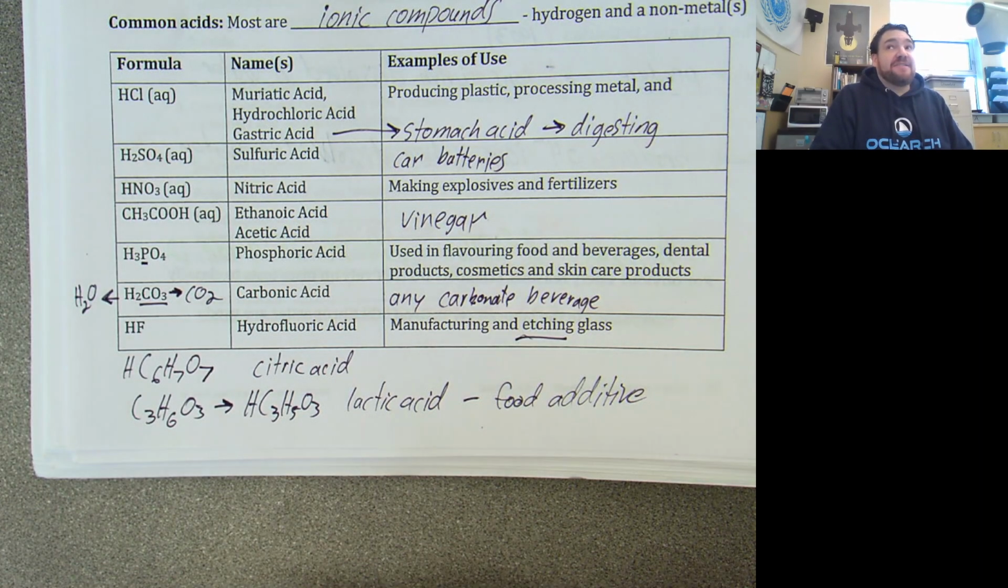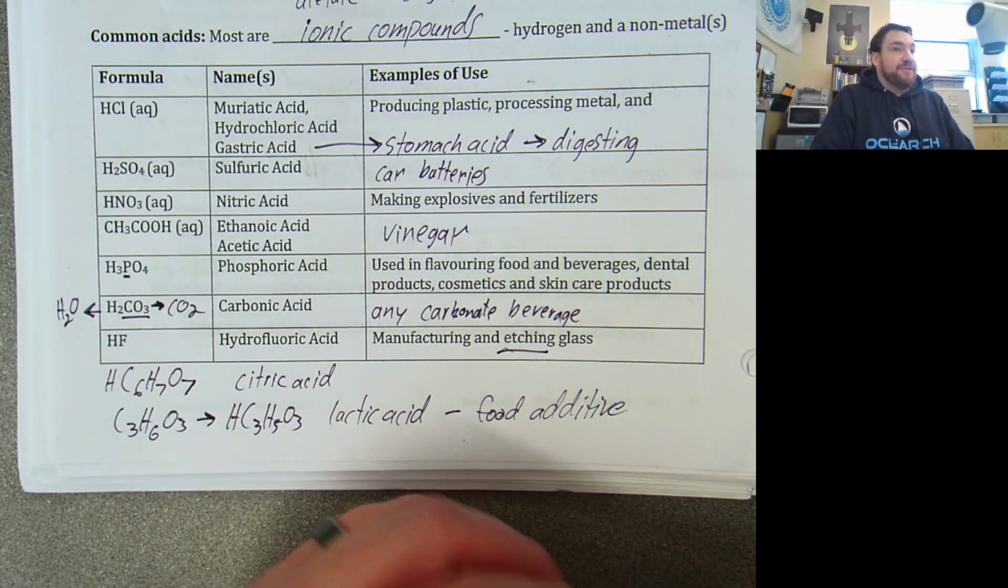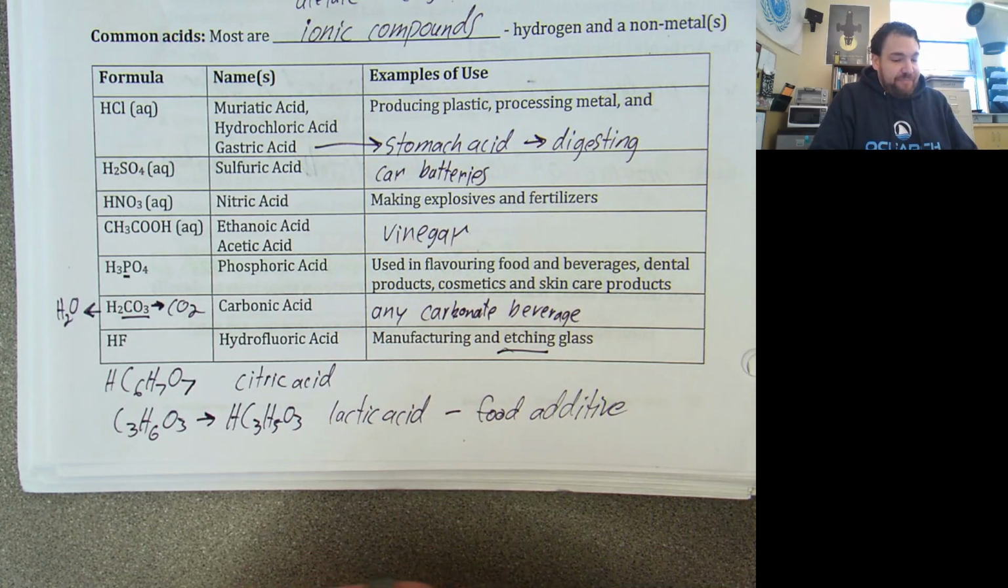So there's all sorts of acids. Some of them are really gnarly, have pretty intense uses. Some of them are totally benign and have delightful, tasty uses. Those are your common acids. When you're ready, flip the page. Let's talk about some bases.